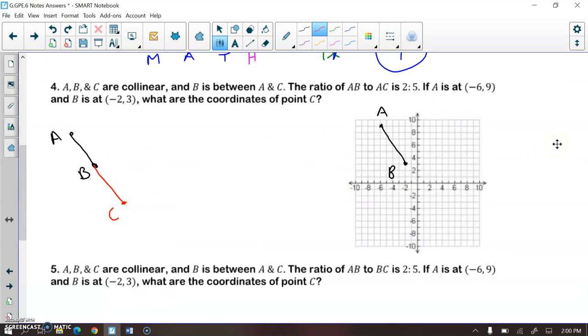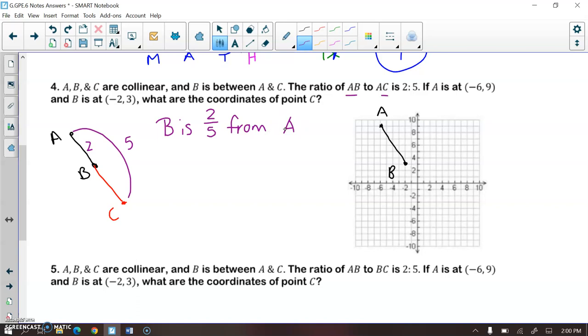We want the ratio of AB to AC, so AB would be 2, AC would be 5. So what that means is that point B is 2/5 along this line segment from point A. Okay.